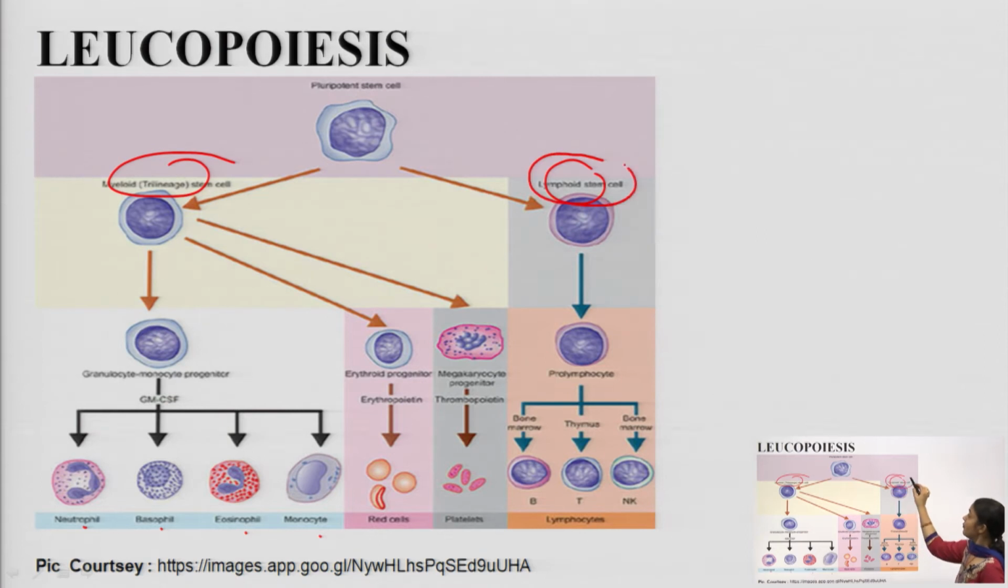While the lymphoid stem cells start their development in the red bone marrow but complete their development in the lymphoid tissue and form your lymphocytes, which are of three types: B lymphocytes, T lymphocytes and natural killer cells.